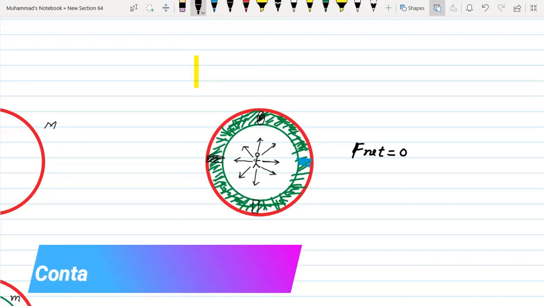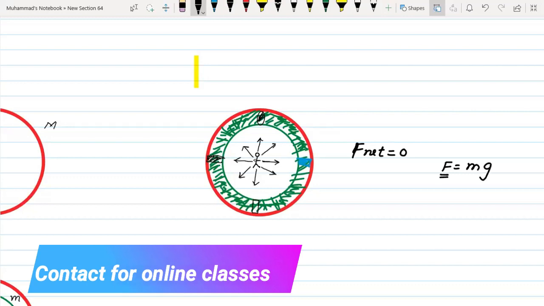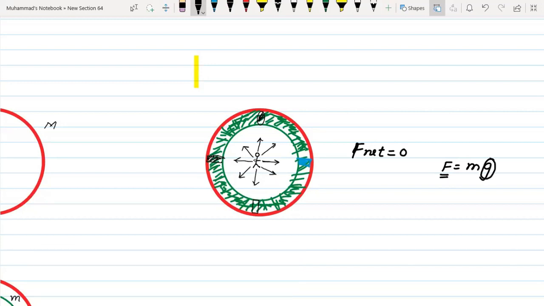So this means that if there is no net force on you, we know that gravitational force is mass times gravitational acceleration. So if there is no net force, that means that there is no gravitational field strength. So in this hollow region, the gravitational field strength will be 0. So g will be 0 at any point inside this hollow region.